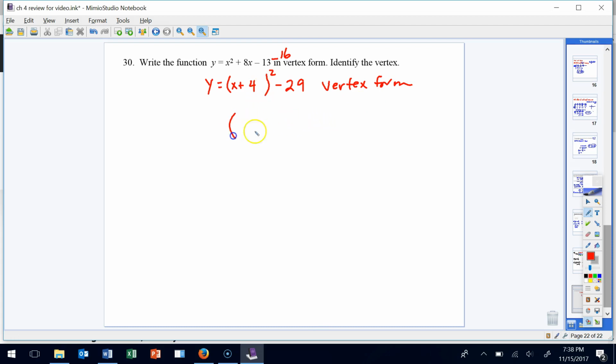Now, what's the vertex? The vertex will be negative 4. Remember, that's a translation. It's really 4 to the left and negative 29. And that's it. That's how you do vertex form. Think about completing the square here in the parentheses. That number squared will subtract off of standard form, combine those two numbers, and you'll get the y coordinate of the vertex.